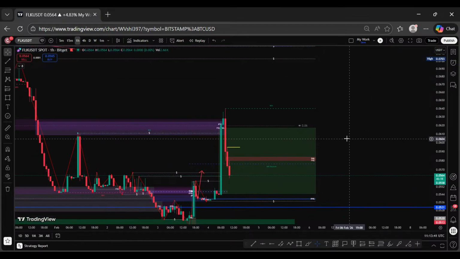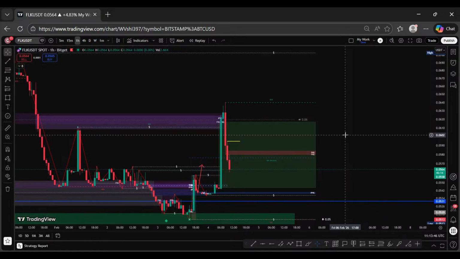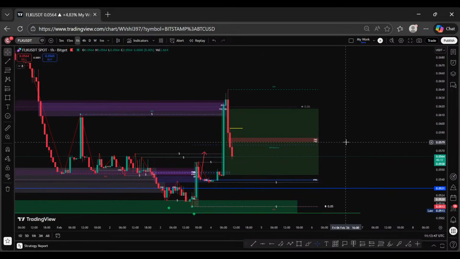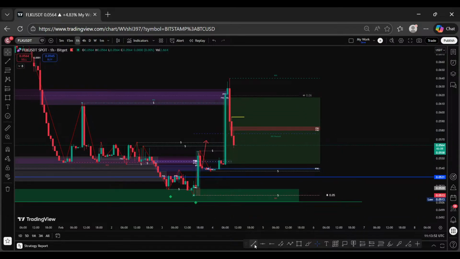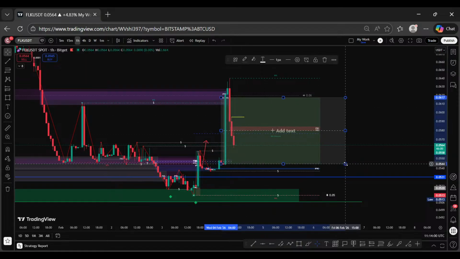Okay, so on the 1-hour chart time frame, the market is consolidating to fill the previous gaps made by this token. So I think we have here the fair value gap, which is really a good one.